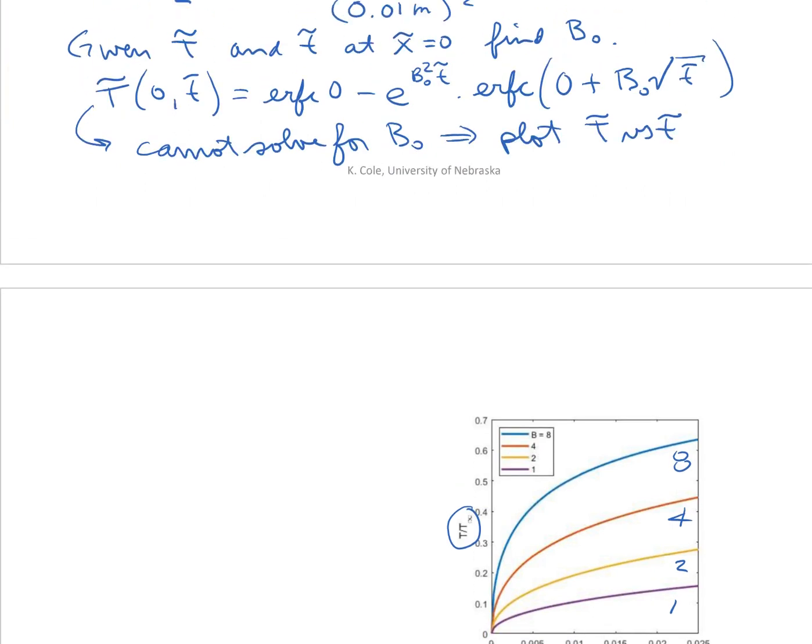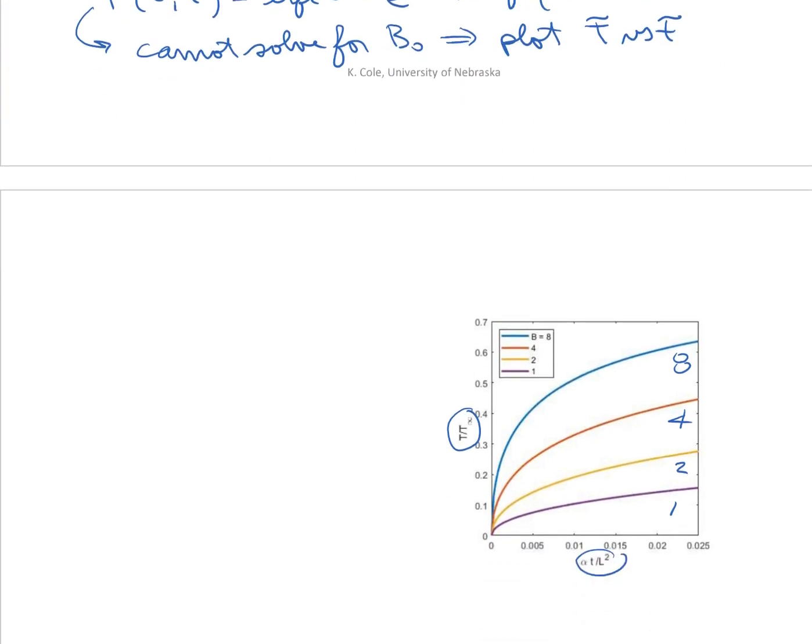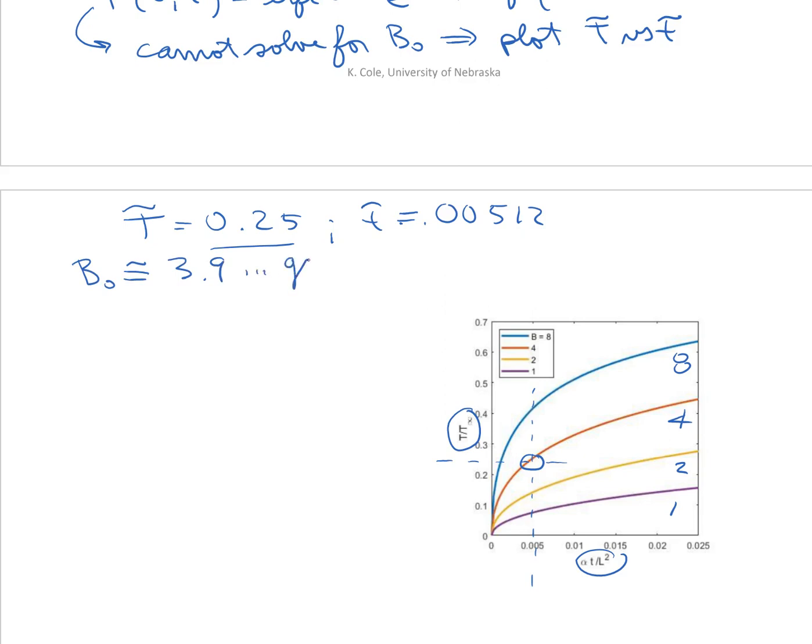And the location I'm interested in, again, is dimensionless temperature of 0.25 and dimensionless time of 0.00512. So 0.005 is about this location. Here's the time. And dimensionless temperature about 0.25 is this location. So my crossing point is somewhere in here. So my solution is where those two things cross. It looks like Bi is something like 3.9. This was for graphical solution.